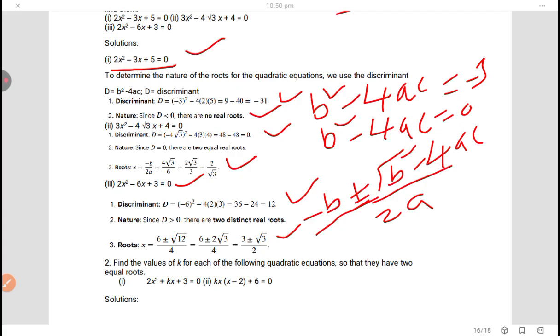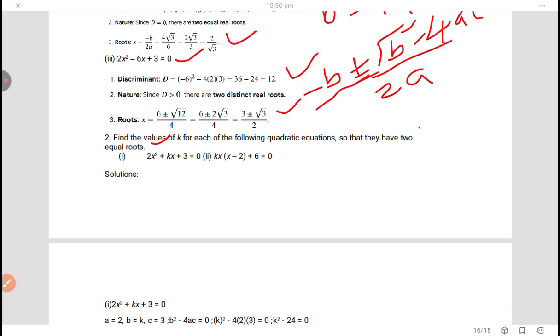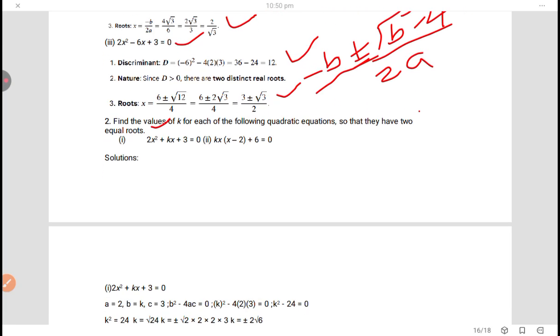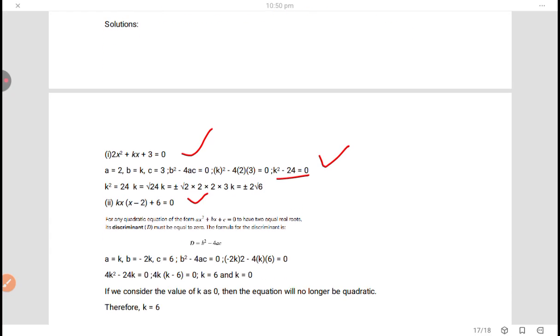Find the value of k for which the following quadratic equation has equal roots. When should it have equal roots? When b square minus 4ac equal to 0, then only you have equal roots. So you should set b square minus 4ac equal to 0. Then put the values, then find the k value. Here also same thing.